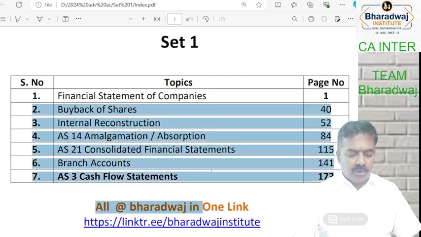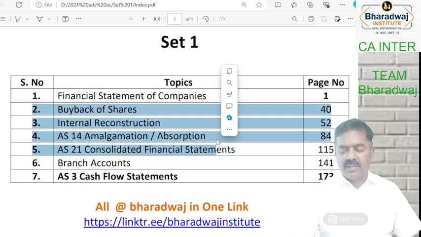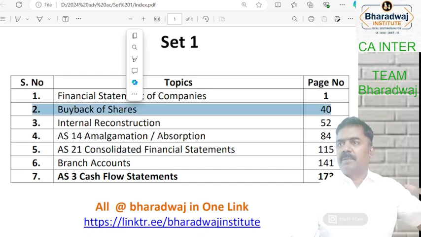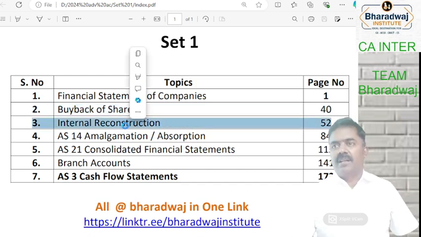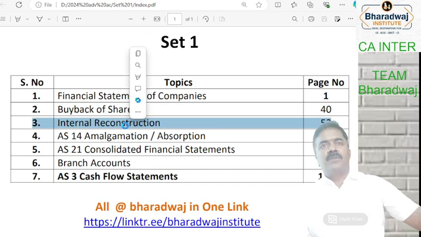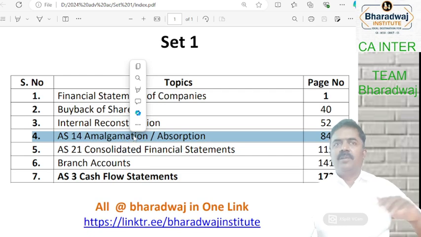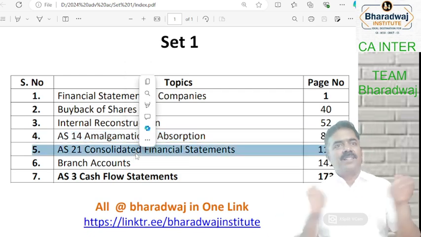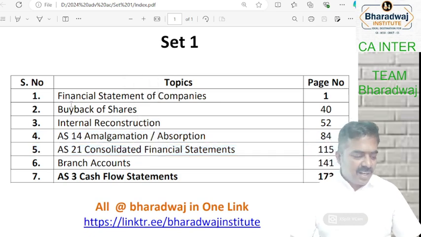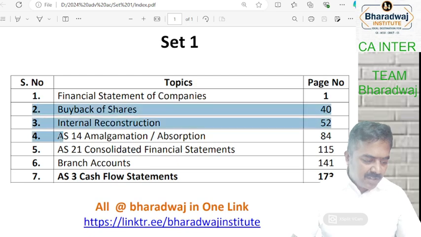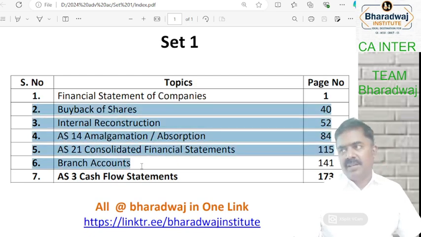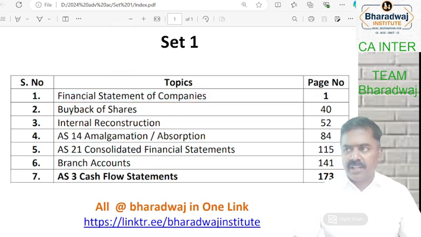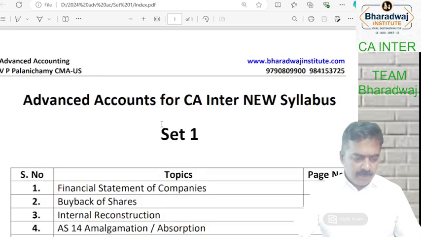In chapters 2, 3, 4, 5, after all the questions, they will ask you to prepare a balance sheet. The company purchased shares, prepare balance sheet. The company went for internal reconstruction, do the adjustments and prepare the balance sheet. Amalgamation, prepare post-amalgamation balance sheet. Holding company, prepare consolidated balance sheet. So the knowledge of balance sheet is required for chapters 2, 3, 4, 5 and 6. So we start with financial statements of companies first.